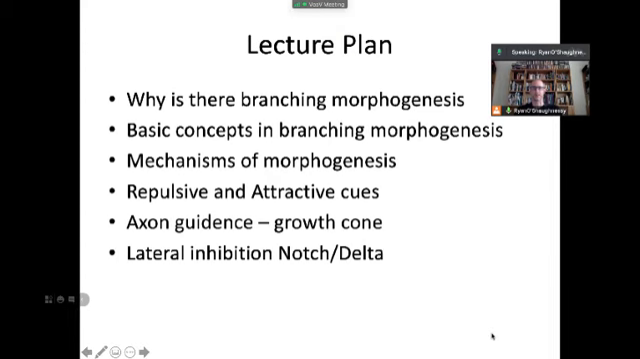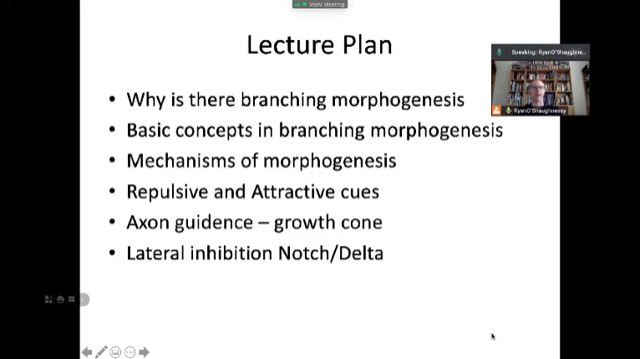So the lecture plan is first of all to understand why there needs to be a process of branching morphogenesis. Then we're going to look at basic concepts in branching morphogenesis. We'll look at the mechanisms of morphogenesis, the signaling pathways that allow branching morphogenesis to occur.